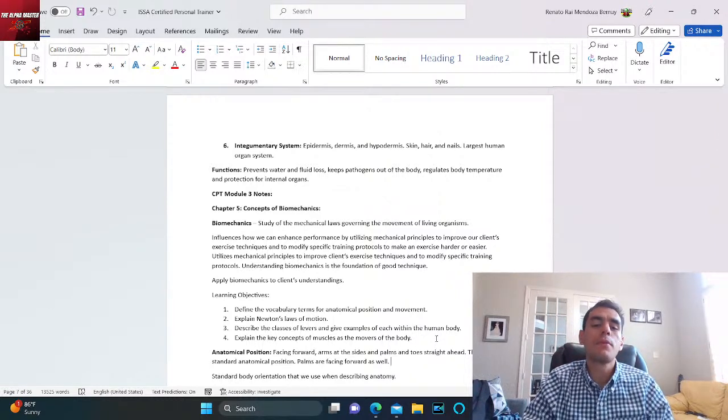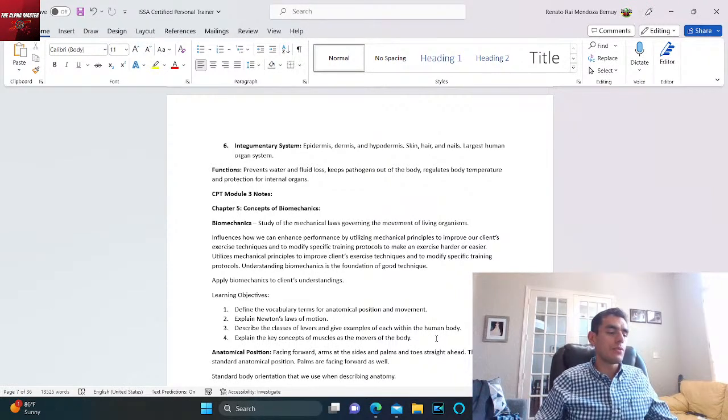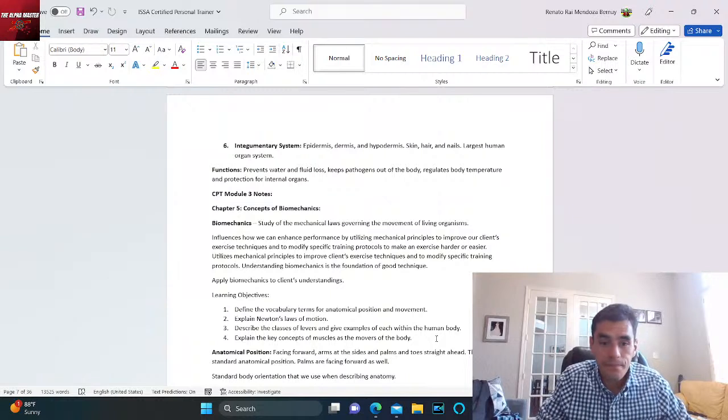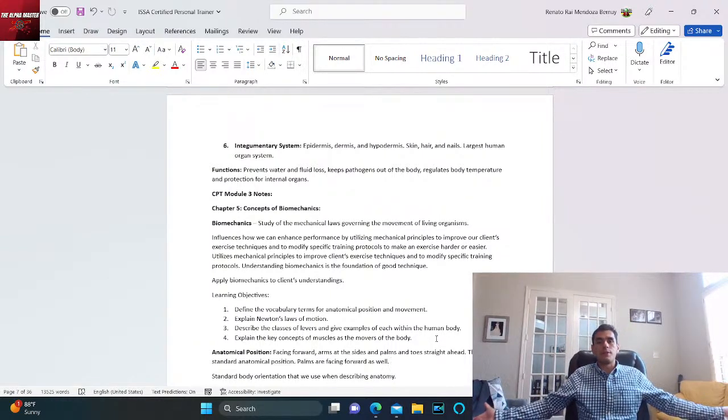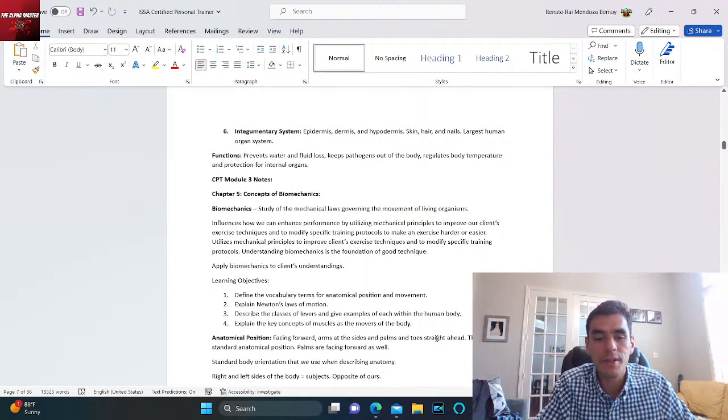So here, the anatomical position is the standard body orientation used when describing anatomy. Facing forward, arms at the sides, and palms and toes straight ahead. Palms are facing forward as well, like this. This is the standard anatomical position, the standard body orientation that we use when describing anatomy.